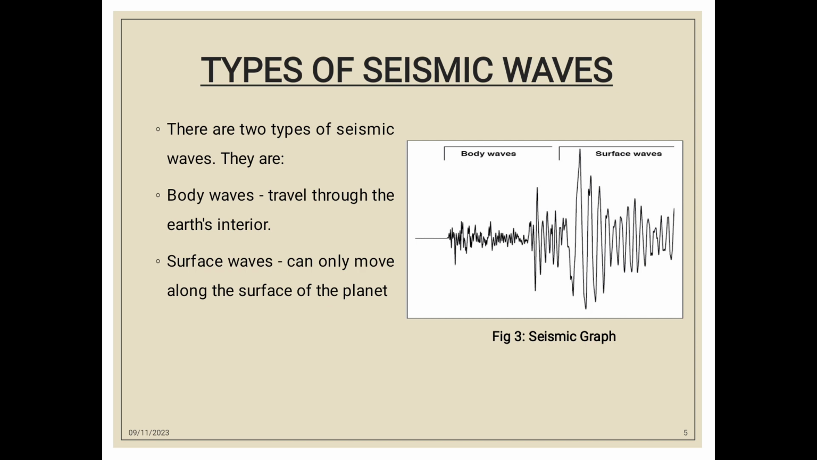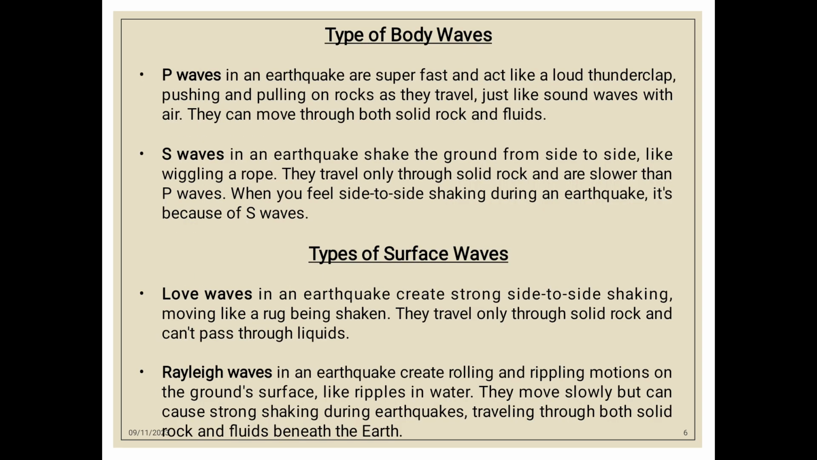Types of seismic waves. There are two types of seismic waves. They are body waves, which travel through the interior of the earth, and the second one is surface waves, which move along the surface of the planet. Types of body waves. P waves in an earthquake are super fast and act like a loud thunderclap, pushing and pulling on rock as they travel, just like sound waves with air. They can move through both solid rocks and fluids.